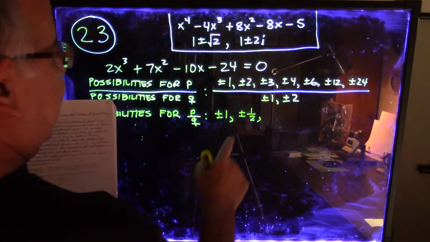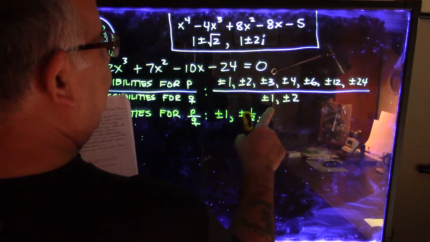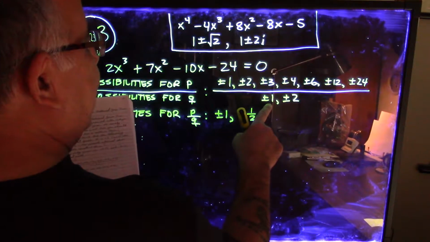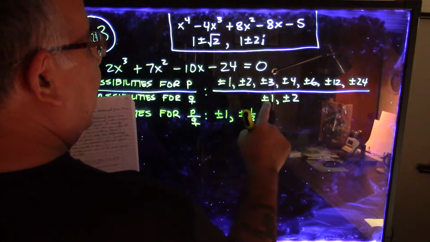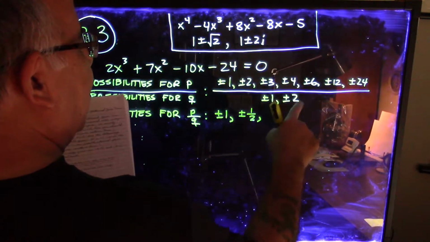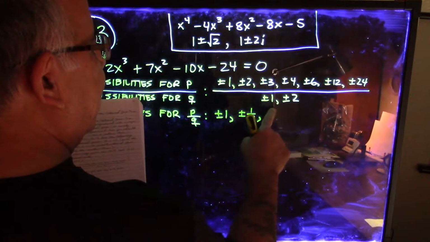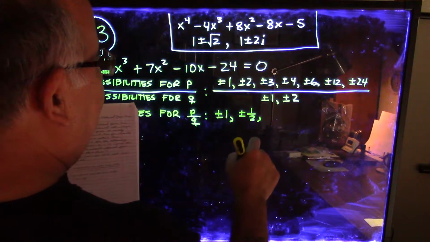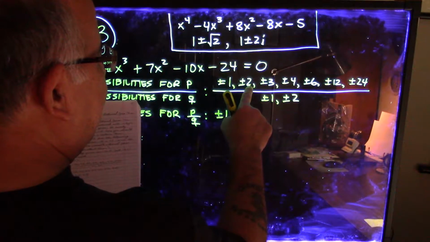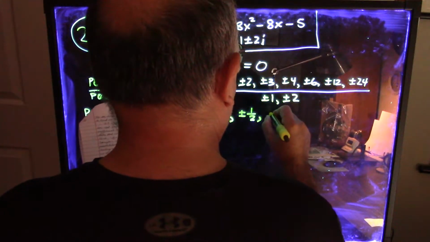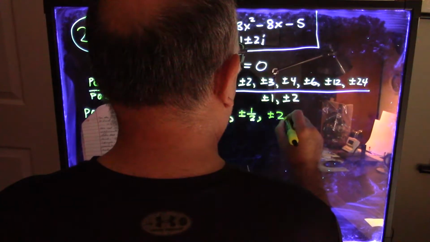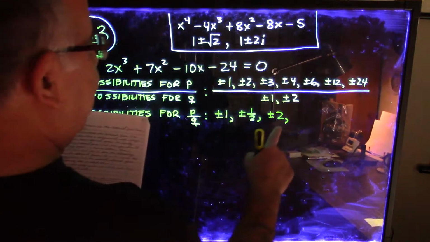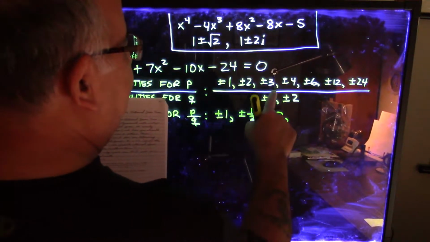And you keep doing this. Plus or minus 2 over plus or minus 1. You could do it this way, just work with the first one and do all of these, and then go to the second one and do all of these. Or you could alternate like I just did. It doesn't matter. So plus or minus 2 over plus or minus 1 is plus or minus 2. Plus or minus 2 over plus or minus 2 is plus or minus 1. We already have that. Go to the next one.